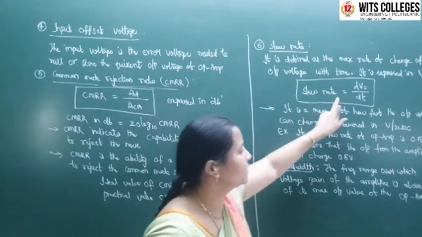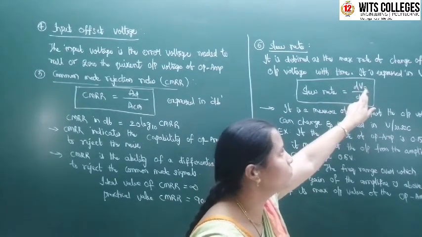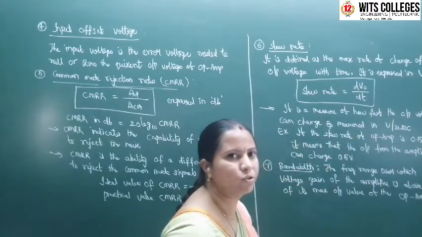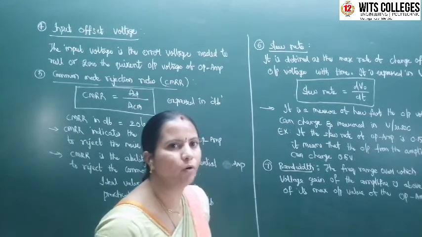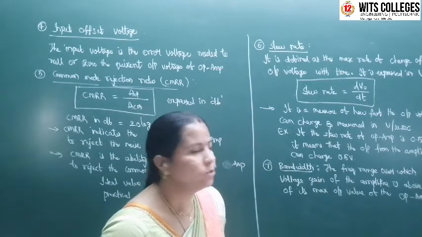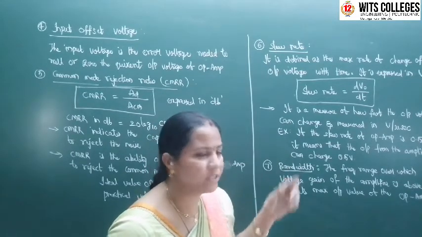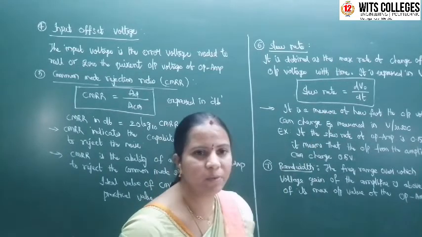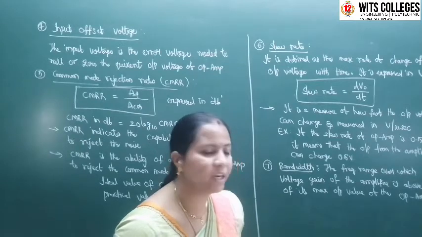So slew rate is equal to dV naught by dt. Here V naught is nothing but output voltage and t is nothing but time. How will we define slew rate? It is defined as the maximum rate of change of output voltage with respect to time. Slew rate is expressed in volts per microsecond: output voltage in volts, and time is calculated in microseconds.